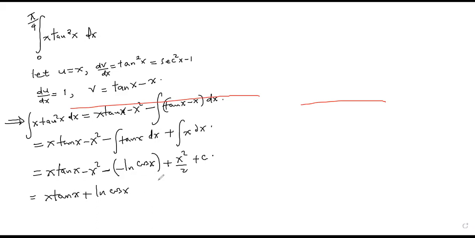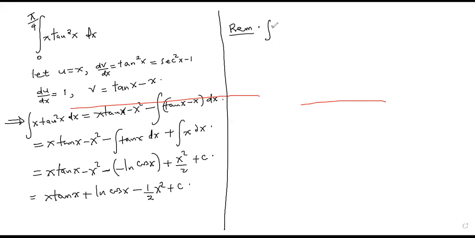Then minus x squared plus x squared over 2. We shall remain with a half x squared plus a constant of integration. Maybe a reminder of how we integrate tan x dx.